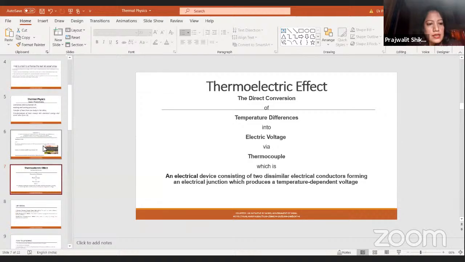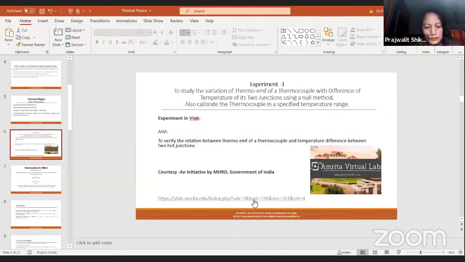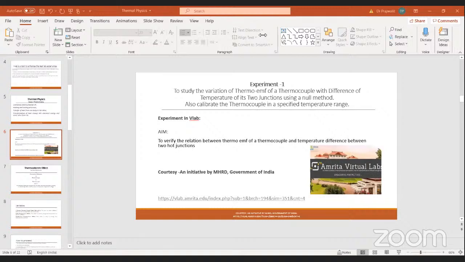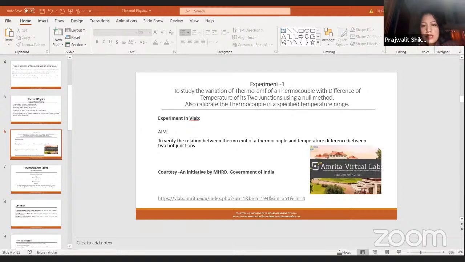Okay, just wait a minute. Sorry for this delay. Okay, so let me maximize this. I'm just trying to bring this window to the center. Sorry to interrupt you. Yes. Yeah, just a minute. I guess this is visible now.